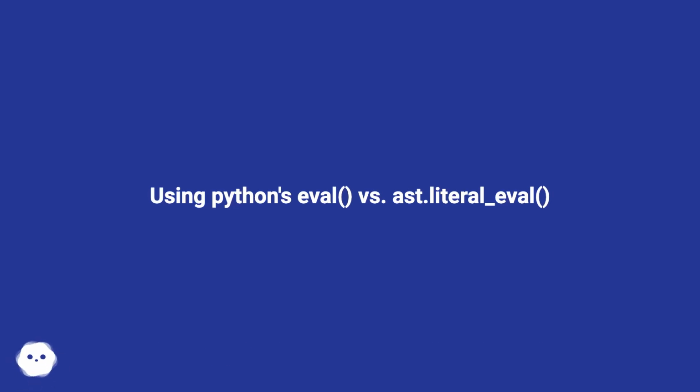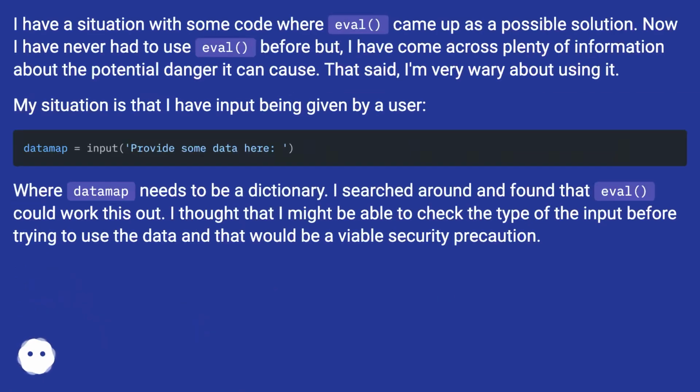Using Python's eval versus ast.literal_eval. I have a situation with some code where eval came up as a possible solution. Now I have never had to use eval before, but I have come across plenty of information about the potential danger it can cause. That said, I'm very wary about using it.